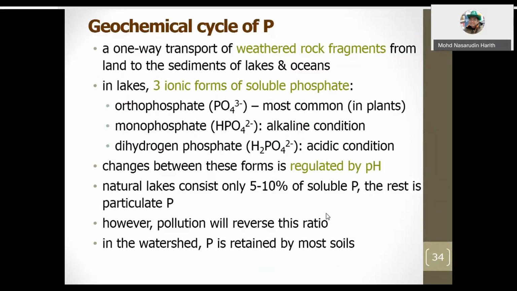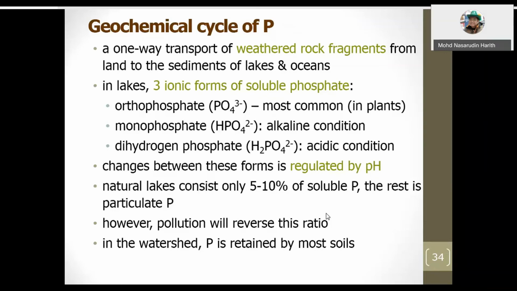and ocean. In lakes, three ionic forms of soluble phosphate can be found. Number one is orthophosphate. It is the most common in plants. Monohydrogen phosphate is found in alkaline conditions, and dihydrogen phosphate in acidic conditions. The changes between these forms are regulated by pH.